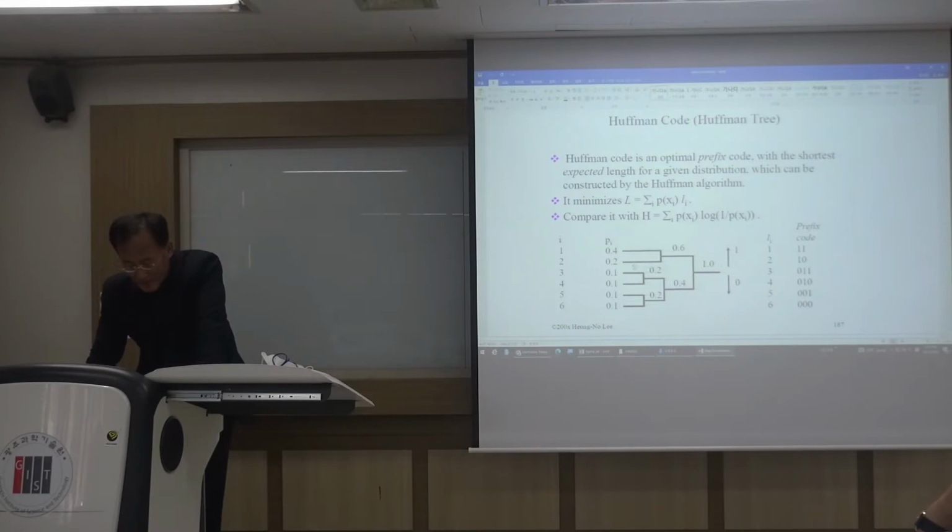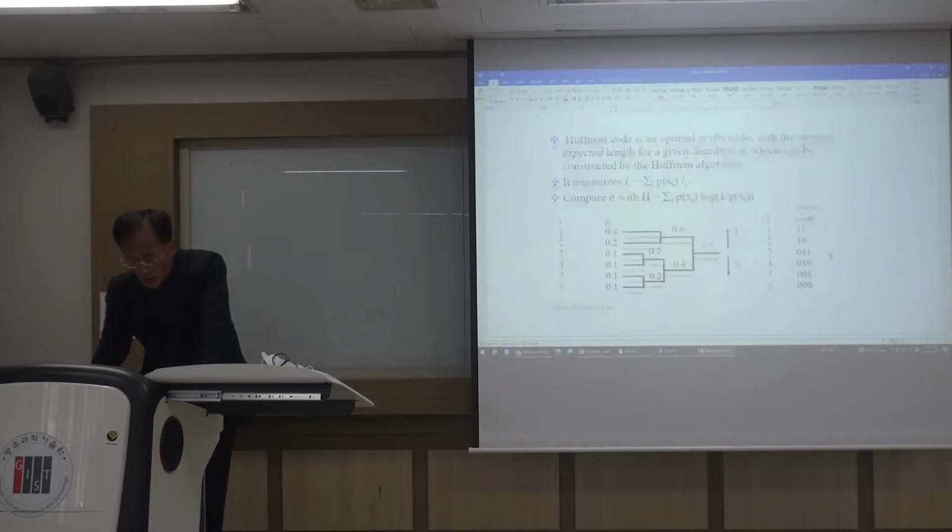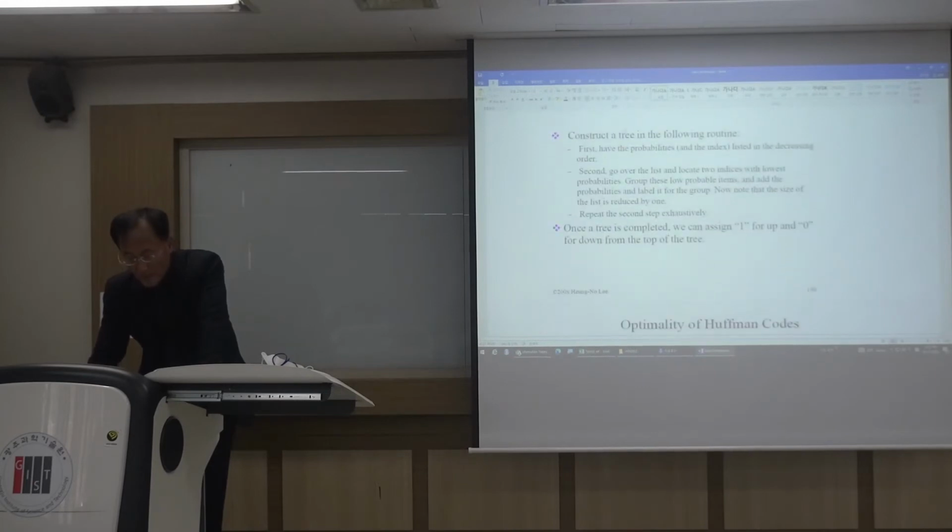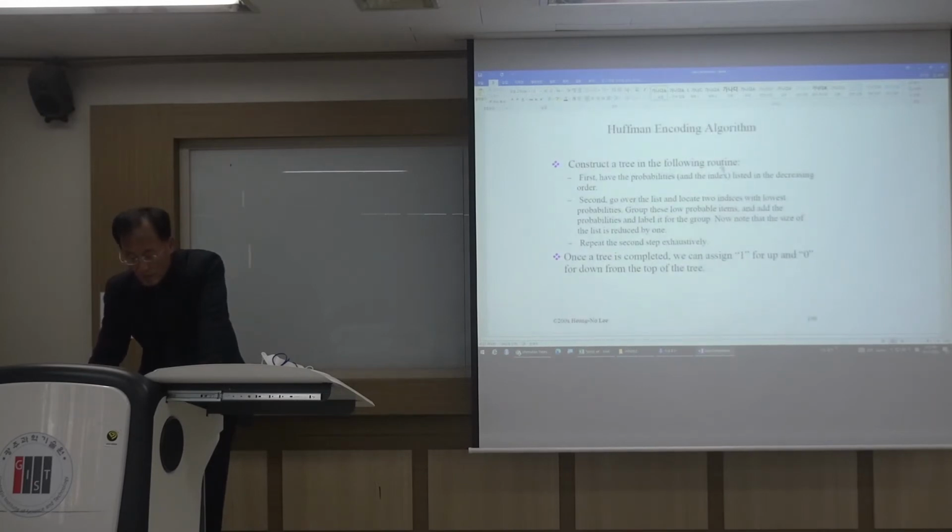And then in this particular case, I group these two together, which is 0.4. Now I have 0.4, 0.2, 0.4, right? So I have grouped these two together, obtain 0.6, and then only two of them left, and then I group them together like this. So that's the algorithm given right here, okay? So construct a tree in the following routine. So Huffman algorithm is very simple. So first have the probabilities listed in the decreasing order. You can do the increasing order, right? It doesn't matter. But in this particular case, we do the decreasing order.